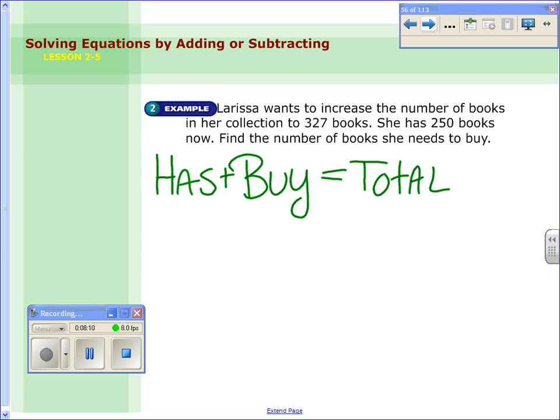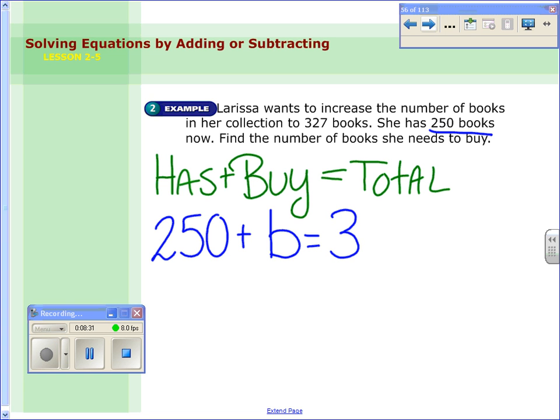So now we have to fill in the pieces. We know she has 250 books. It doesn't tell us how many she needs to buy. So I'm going to put in a variable, and here I'm going to choose b. And now that's going to equal the total. Well, she wants 327 books. There we go. We just set it up as an algebraic equation. So now we need to actually solve for b. And again, do the opposite of what they're doing now. So I take a look at this. 250 plus b is the same as 327. Again, find your variable.